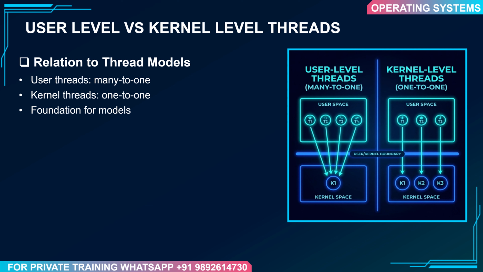As we move forward in this module, this discussion will connect directly to the next topic on multi-threading models like many-to-one, one-to-one, and many-to-many. User-level threads are often associated with the many-to-one model, where many user threads map to one kernel thread. Kernel-level threads fit naturally with the one-to-one model, where each user thread maps to a kernel thread. Understanding these basics now will make those models much easier to grasp.